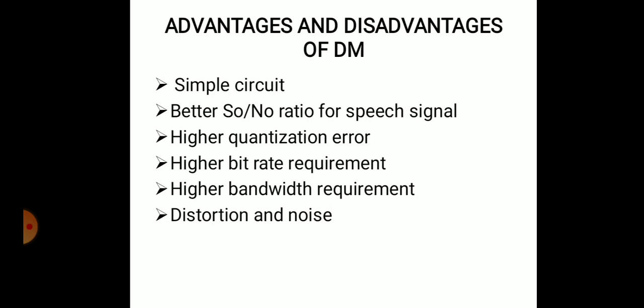And the last disadvantage we can say is distortion and noise. Delta modulation suffers from slope overload distortion and granular noise, which requires a compromise in selecting the step size. So we can say this is the disadvantage of delta modulation.